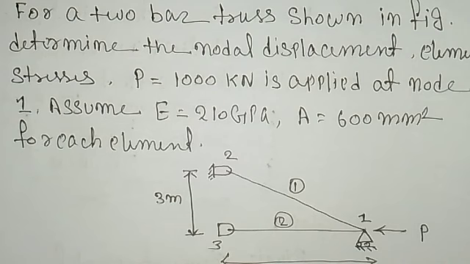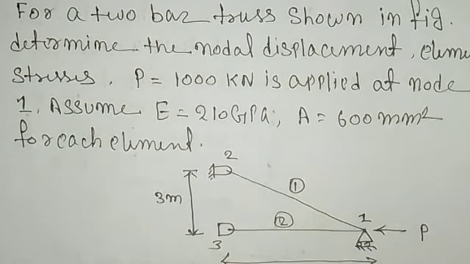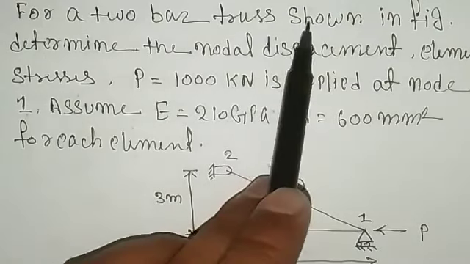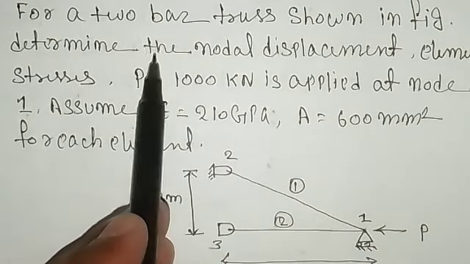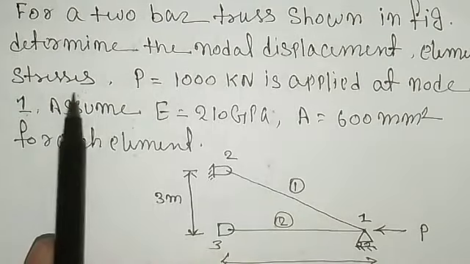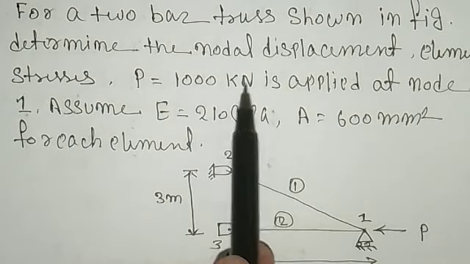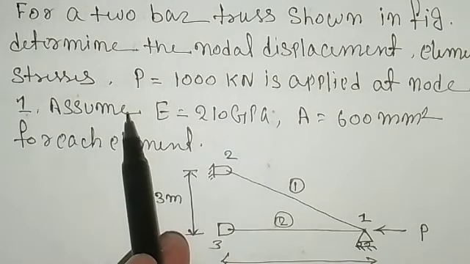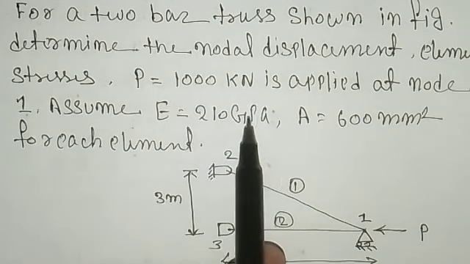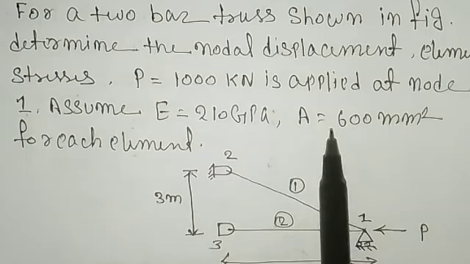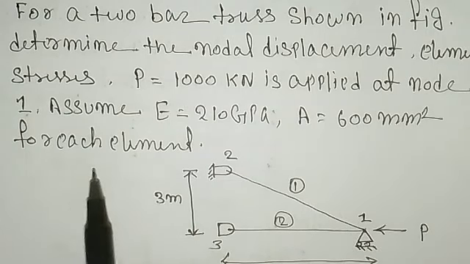In this video, we will discuss one truss problem which is related to the finite element methods. The problem on the screen: for a 2-bar truss shown in the figure, determine the nodal displacement and element stresses. The load P is equal to 1000 kilonewton, applied at node 1. Assume the Young's modulus is 200 GPa, means gigapascal, and the area is 600 mm square for each element.